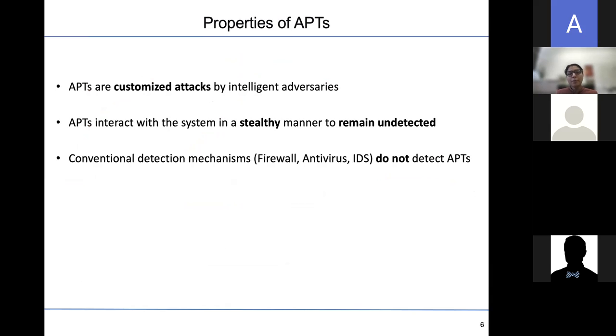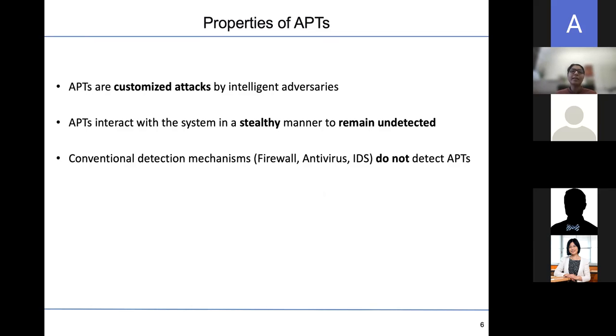So the key properties of an APT can be listed as follows. The first one, these are customized attacks by intelligent adversaries. So when they are trying to attack a target network or Facebook, it is specially tailored and customized for those networks. And also, the second point is that these APTs interact with the system in a very stealthy manner. So the interactions are at such an ultra low rate that you do not necessarily see an abrupt change in the system operation. They do this to remain undetected, so that the user doesn't identify the presence of an adversary in their system.